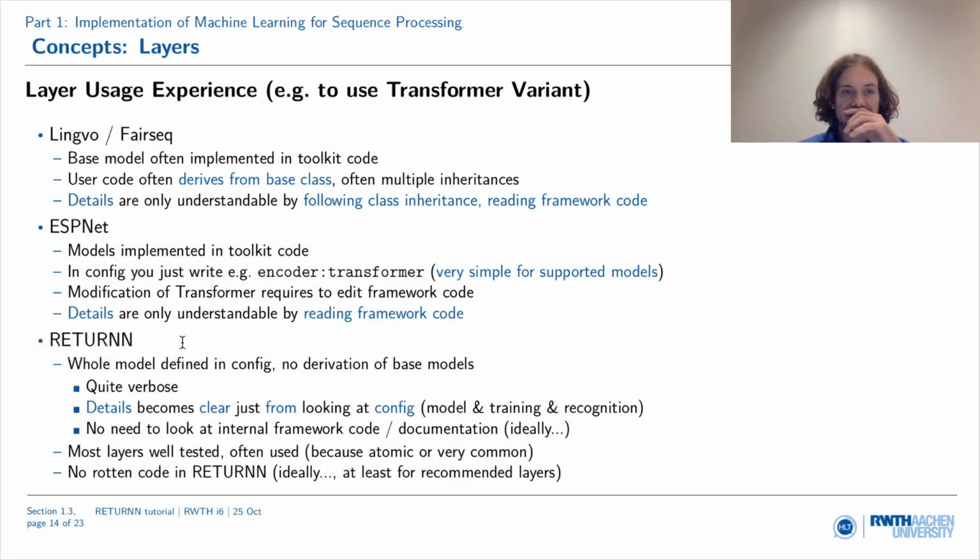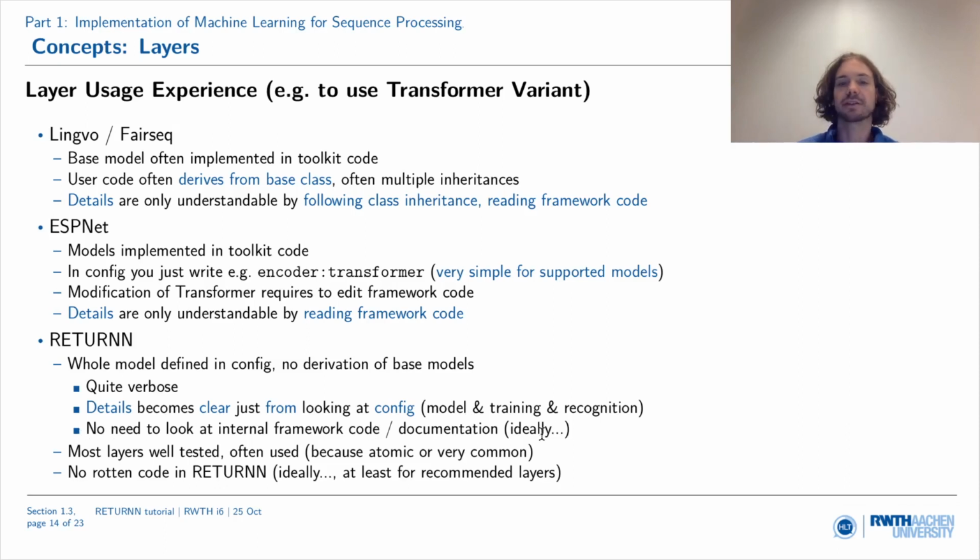In RETURNN, the approach is a bit different. Basically, the idea is that you define the whole model inside your config. There's no derivation of some base models. The result is that the config gets quite verbose. Details become directly clear from just looking at the config. And that's for the model itself, for training and for recognition. So no need to look at internal framework code or documentation.